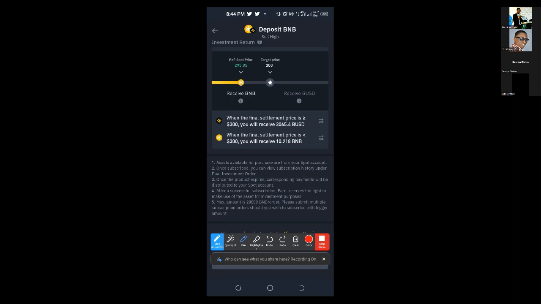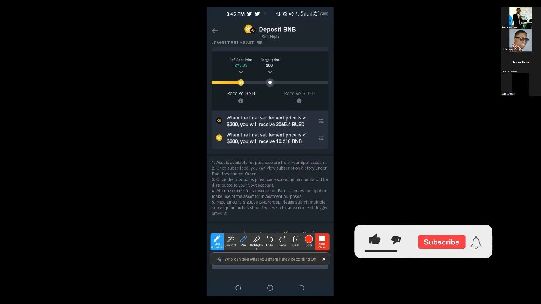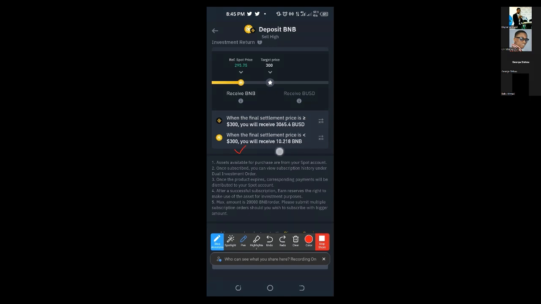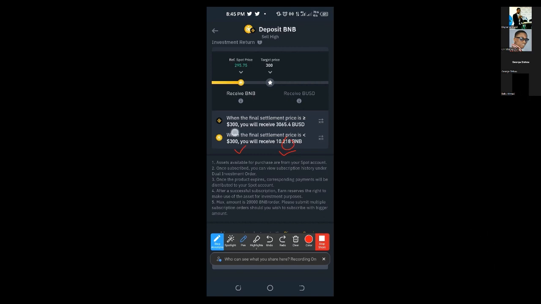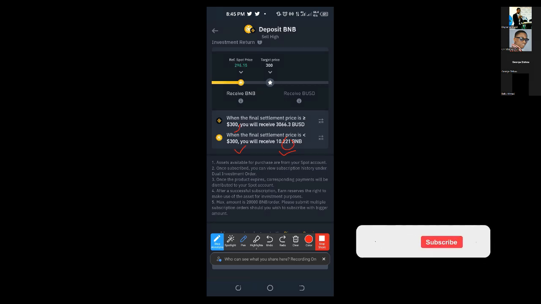So if you invest this, it means that if the price on the 20th of May is less than 300, you are going to receive 10.218 BNB. So the 0.218 BNB here is the interest that you have made for just investing in this dual investment. And then if the price is filled, which will be at 300, or if the price of BNB on the 20th is above 300, even if it gets to 1,000 that day, your order will be filled in as much as it is above 300. So the price has to be equal to 300 or above 300 for it to be sold.